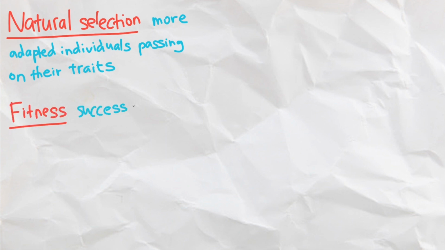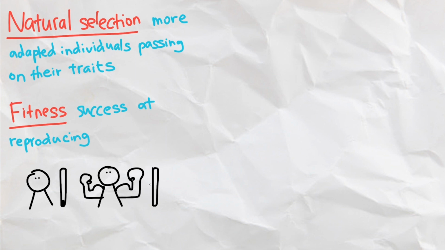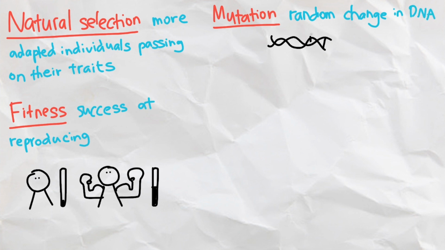Natural selection is a process of individuals who are more adapted to the environment surviving and passing on their traits to the next generation. Those individuals often have more fitness, which is how successful they are at reproducing and adapting. Mutation is a random change in an individual's DNA, hence changing their alleles.